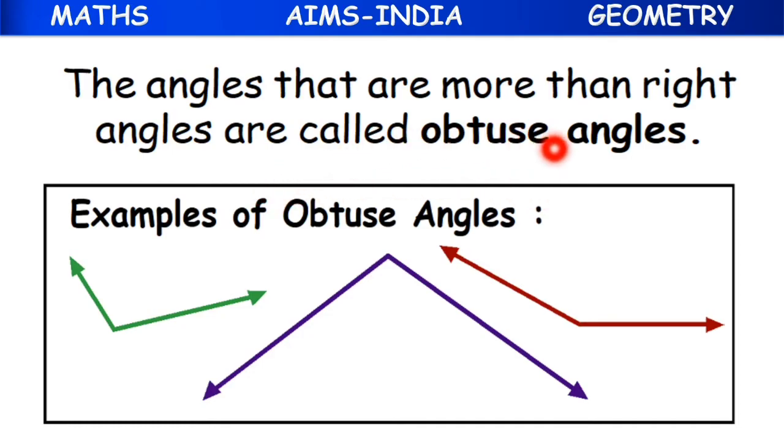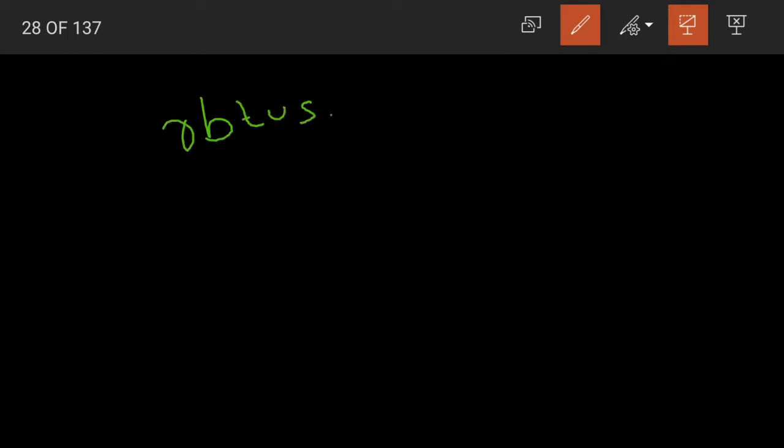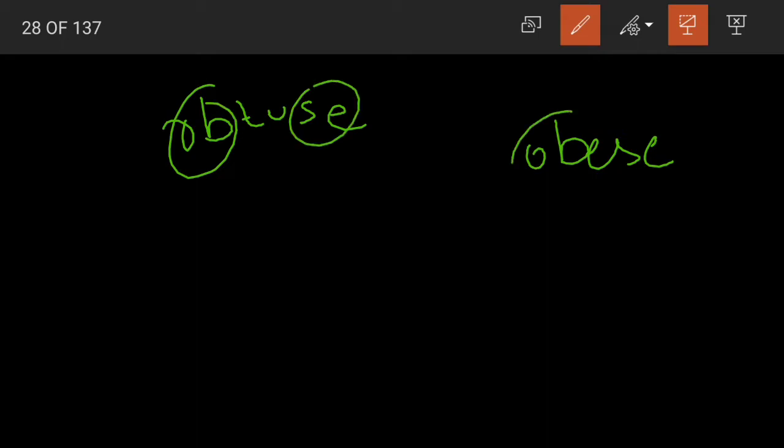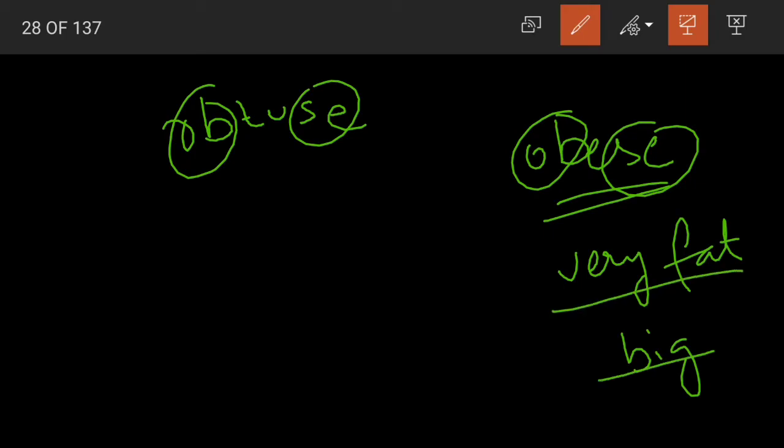Now the angles that are more than the right angles become obtuse angles. Now what is this word here? Obtuse, O-B-T-U-S-E. Now in English we have another similar word, that is O-B-E-S-E. O-B-S-E is common here, right? So obese, whom do we call obese? Obese is a person who is very fat. Yes, who looks very big because he or she is very fat. A very big personality is called as obese.